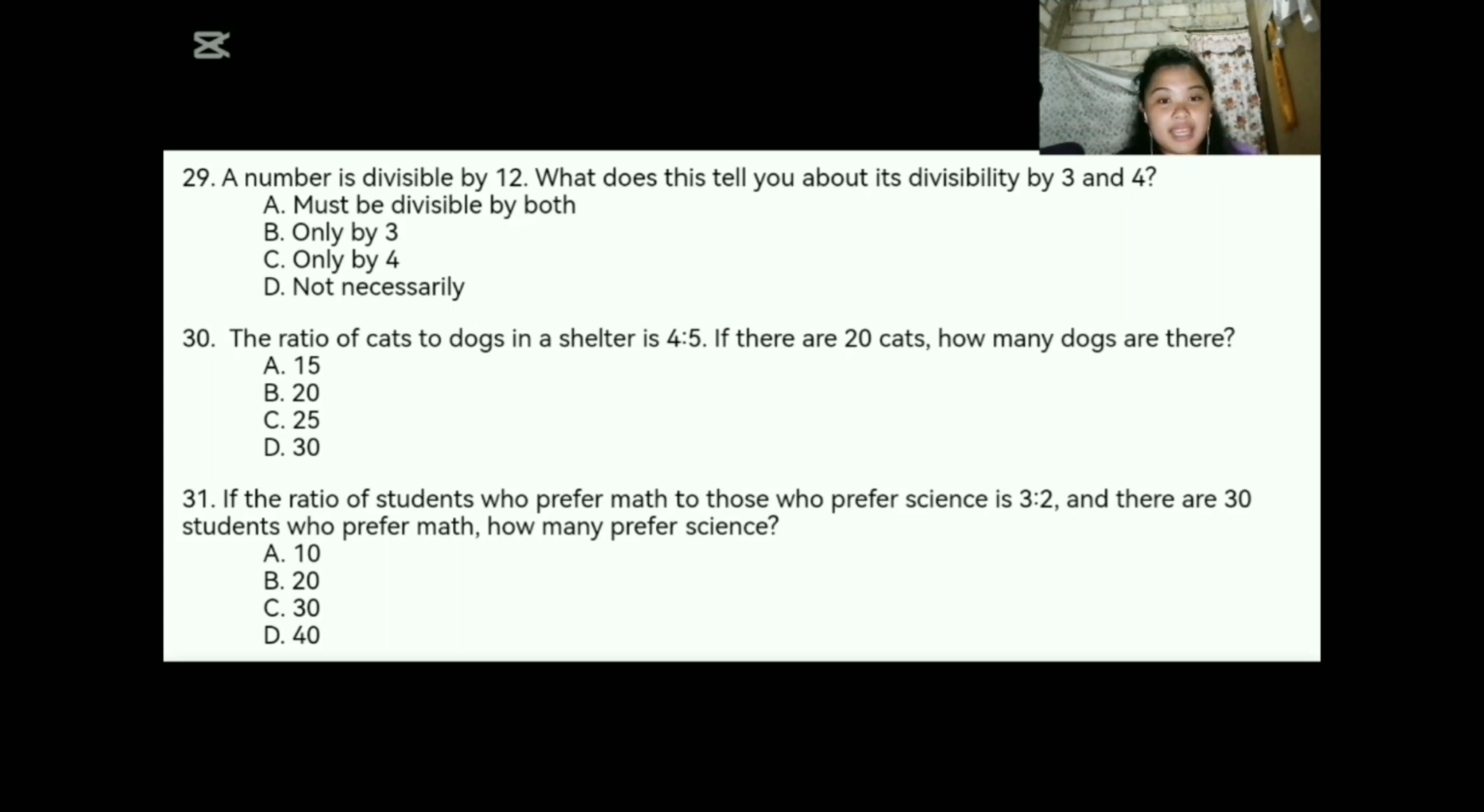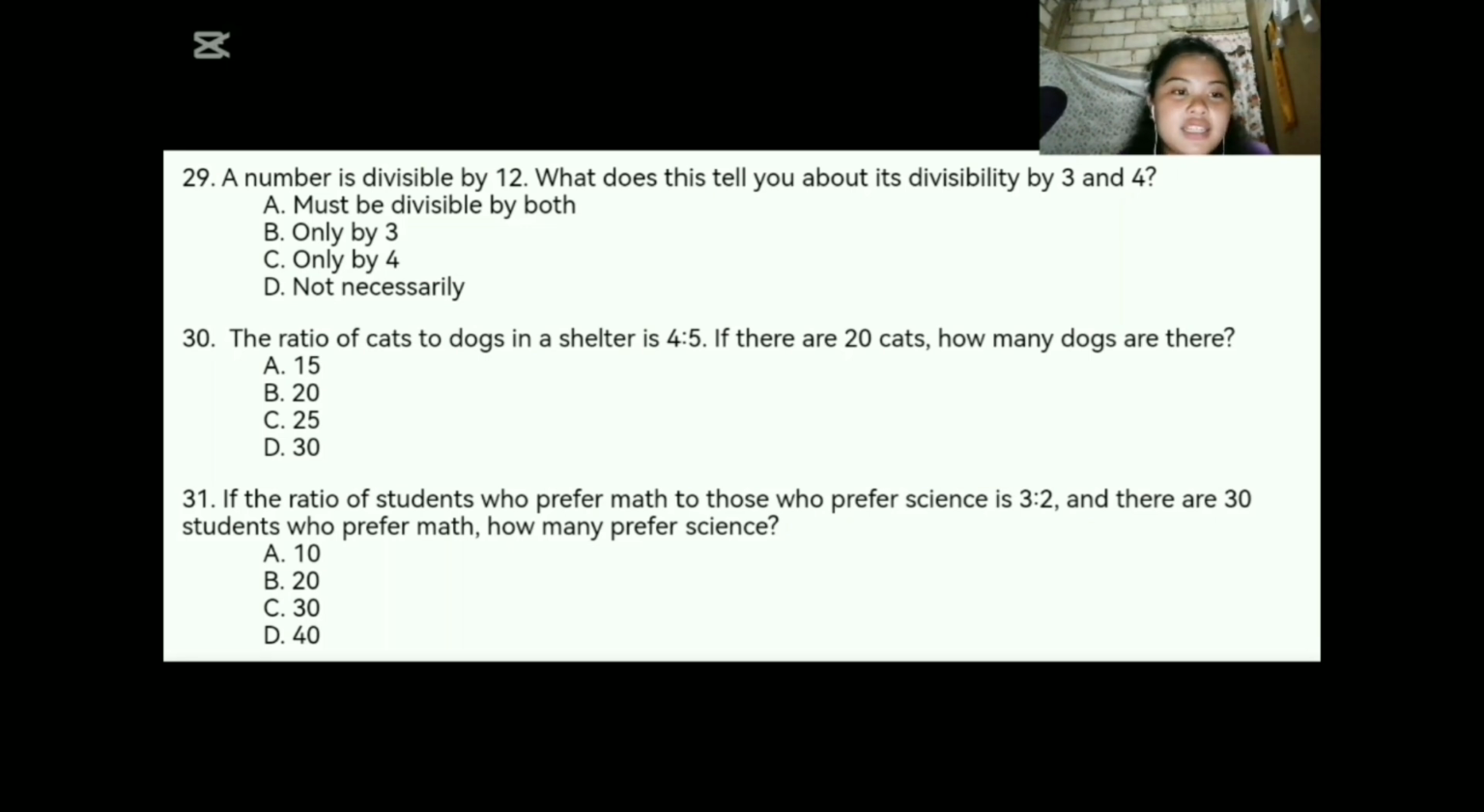5,844, 840, 864, and 42,816. So the choices are A, must be divisible by both, which is the correct answer. B, only by 3. So it is not correct because if only by 3, then it is not divisible by 12. So C, only by 4, is also incorrect because the rule of divisibility by 12 is that the number is divisible by both 3 and 4.